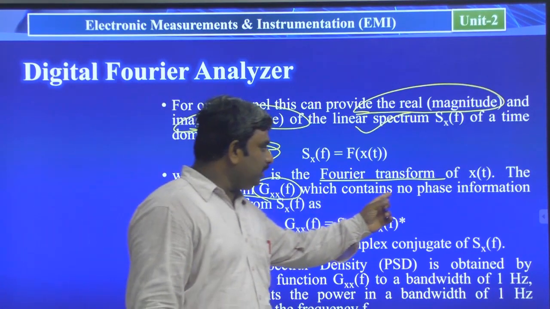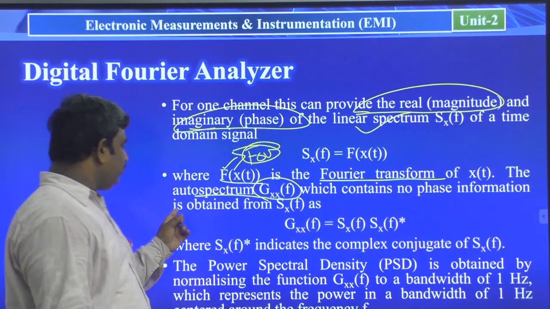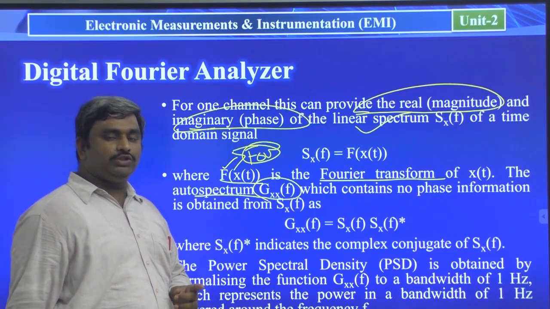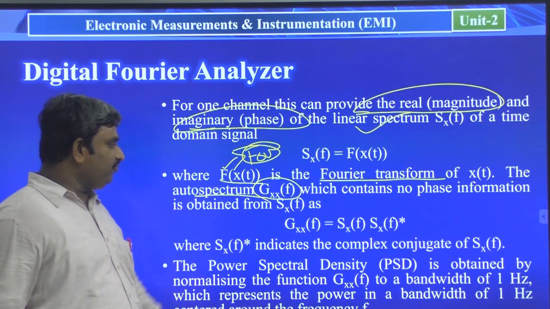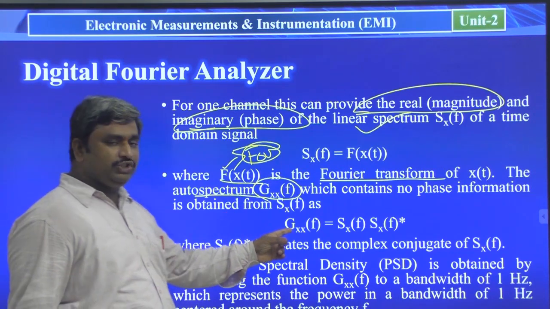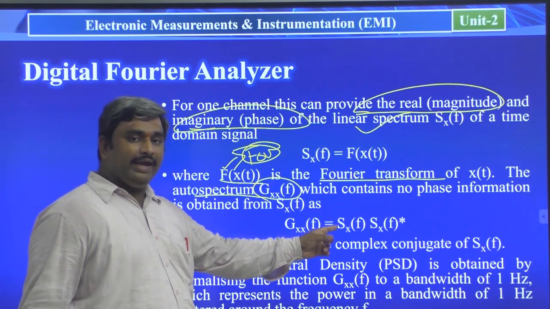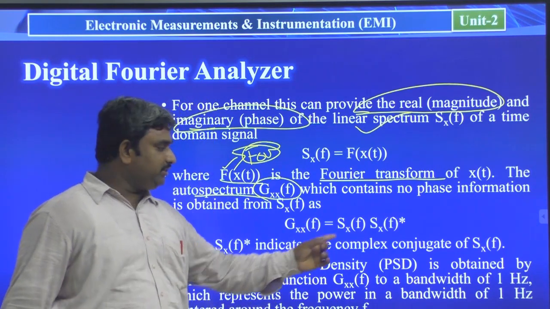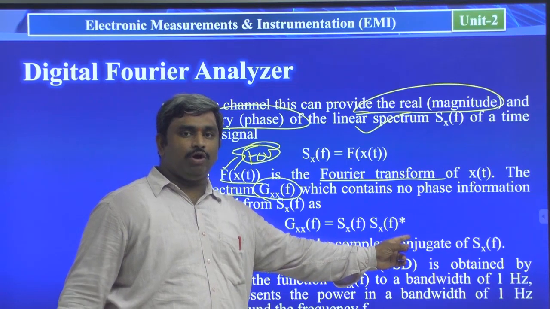Gxx of f, which contains no phase information, is obtained from the Sx of t. The autocorrelation function does not have any phase information. That information we are representing as Gxx of f, where Gxx of f is equal to Sx of f into Sx of f star. That is the original signal and the complex conjugated signal.